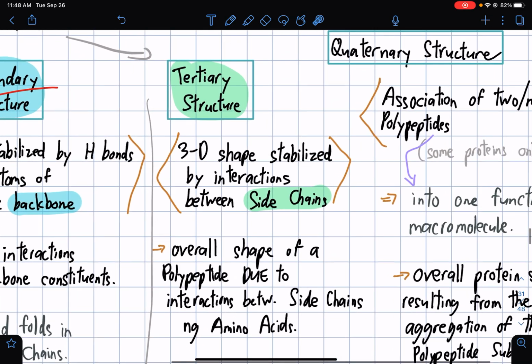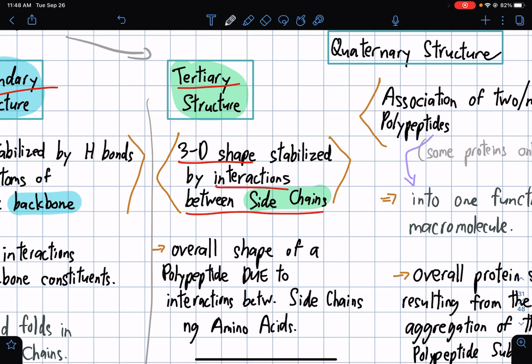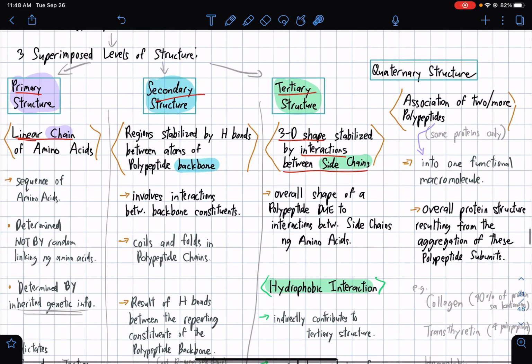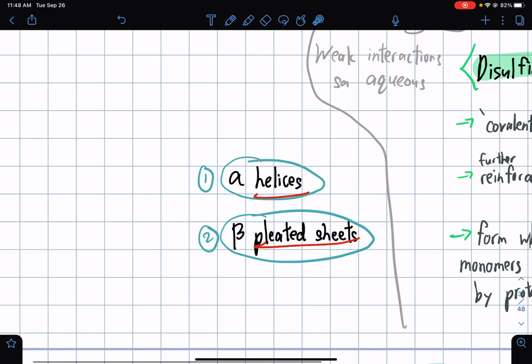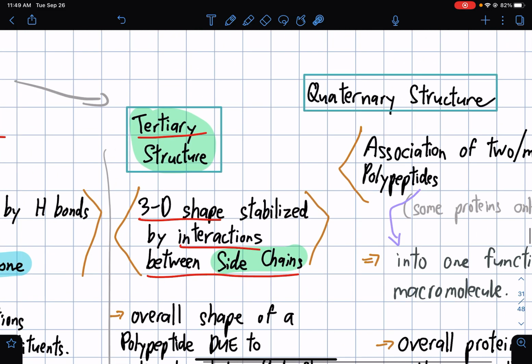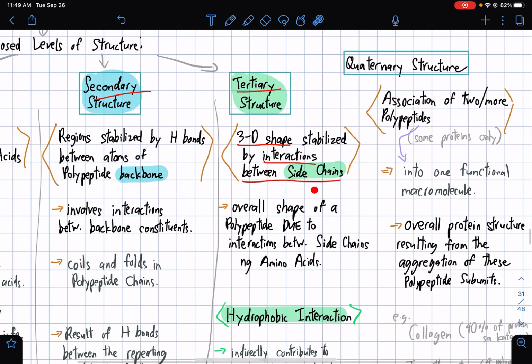Now, for tertiary structure, let me mention this to you straightforwardly. Tertiary, the keyword is 3D shape, interactions between side chains. So as long as there's a mention of 3D shape, that's most likely tertiary structure. Again, for primary structure, linear chain; secondary structure, alpha helices and beta pleated sheets; tertiary, 3D shape and interactions between side chains. So tertiary structure is basically the overall shape of a polypeptide due to the interactions between the side chains of the amino acids.